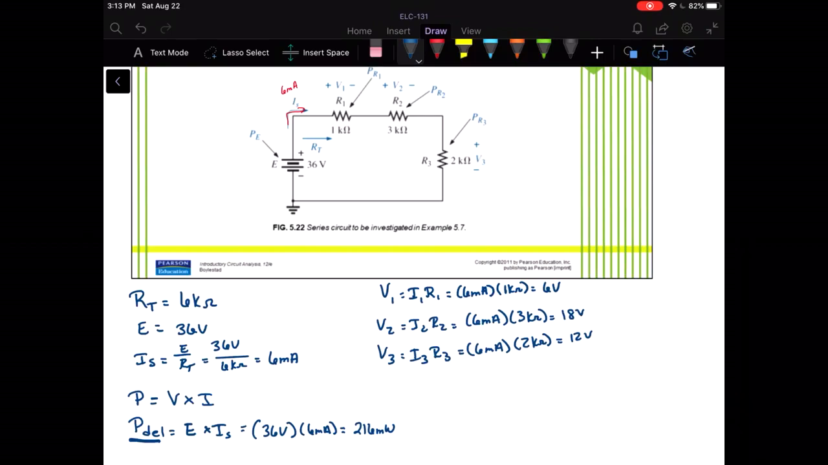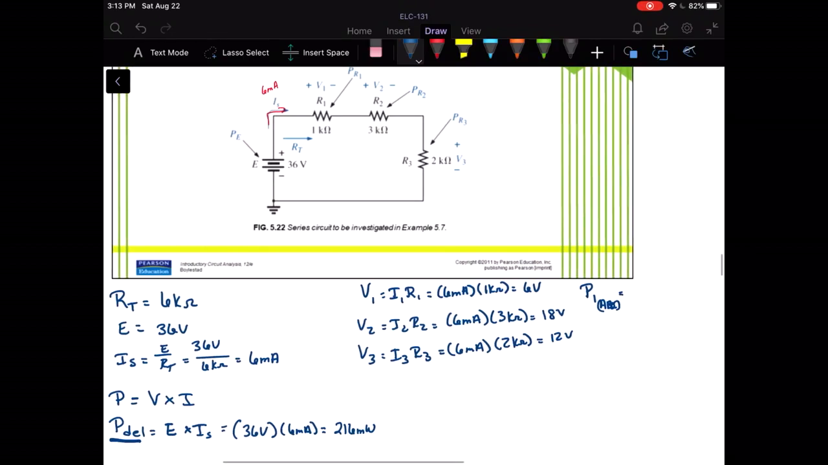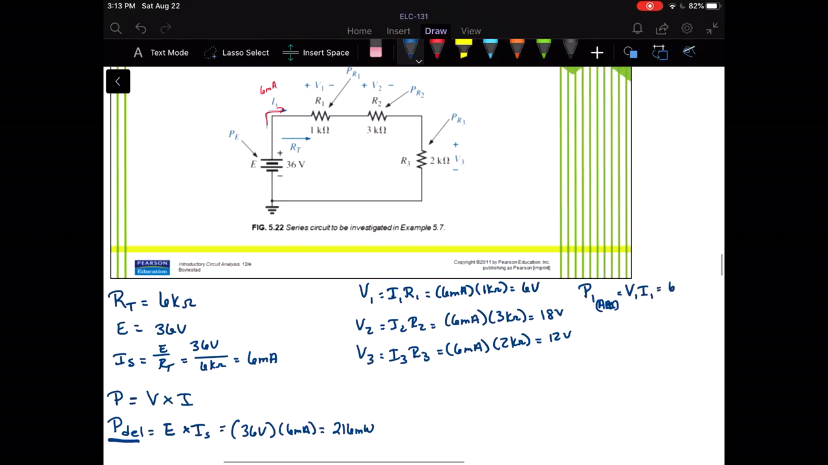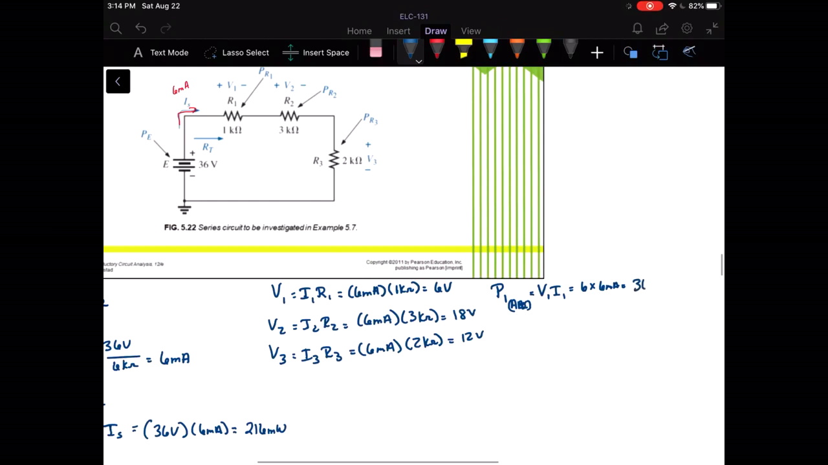But what we're really interested in now is the power absorbed by each resistor. Okay, actually I'm going to name it a little differently. I'm going to call it P1 absorbed, because we're talking about the power delivered or absorbed by our resistor there. So that's going to be V1 times I1. So the voltage drop across R1 times the current through R1 gives us the power absorbed by that resistor. So that's 6 volts times our 6 milliamps. So we see about 36 milliwatts there.